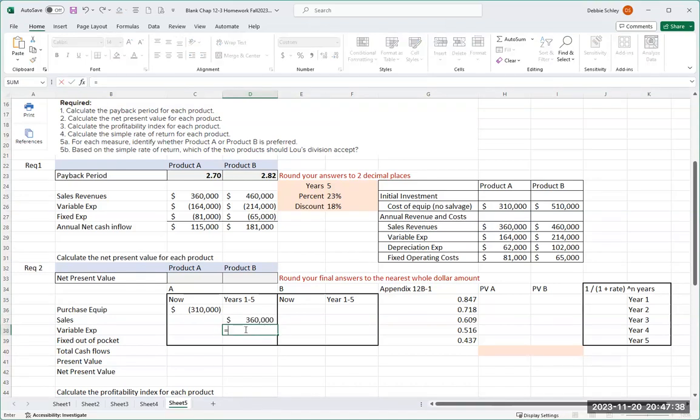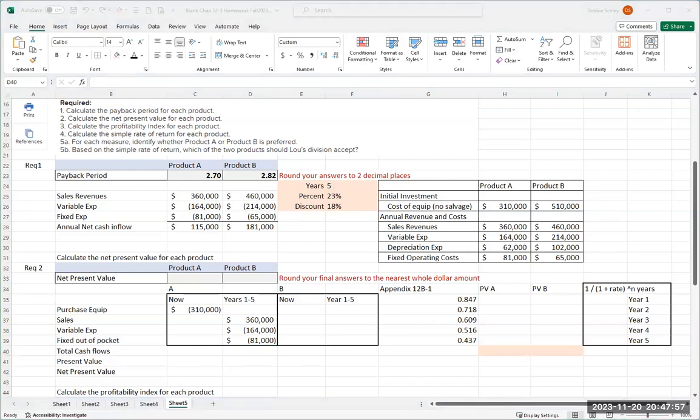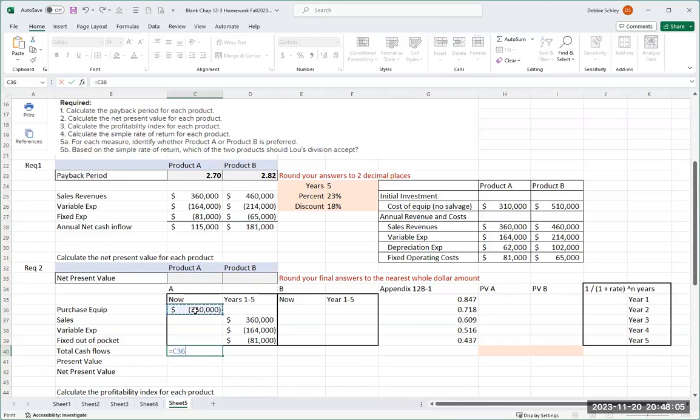Variable expenses are equal to negative 164,000, and out of pocket equals a negative fixed operating cost. So total cash flows of now just equals the investment. And then this one equals the sum of these three numbers.